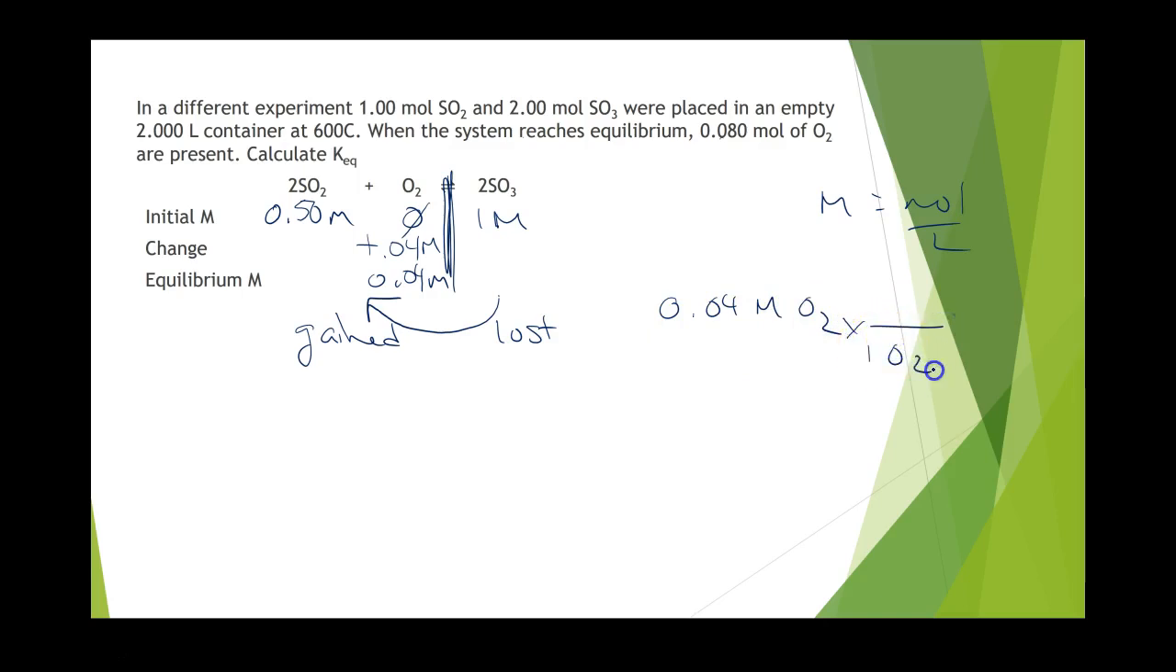It takes 1 oxygen to make 2 SO2. That means this gained 0.08 molarity. And it takes 0.04 molarity oxygen. It takes 1 oxygen to make 2 SO3, which means this lost 0.08 molarity.